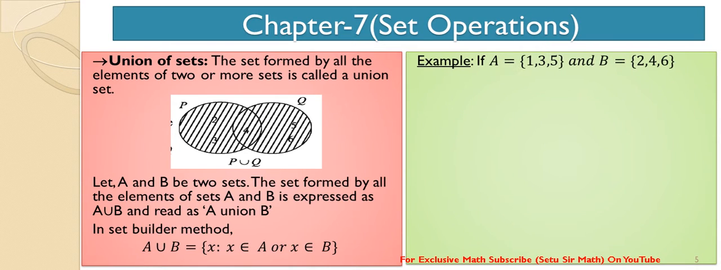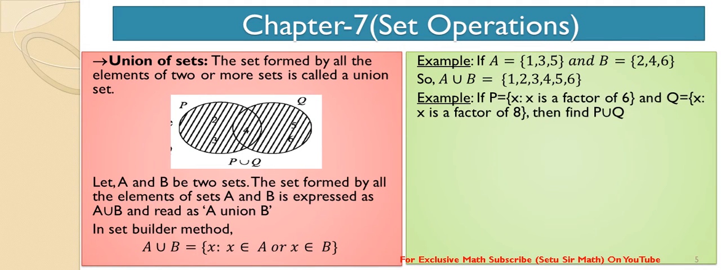So this is the example as you can follow. If A equals {1, 3, 5} and B equals {2, 4, 6}, then A union B will be all the elements in a particular set, that means {1, 2, 3, 4, 5, 6}. We write down all the elements of A and B in a single set, A union B. This is the process of finding the union of sets.